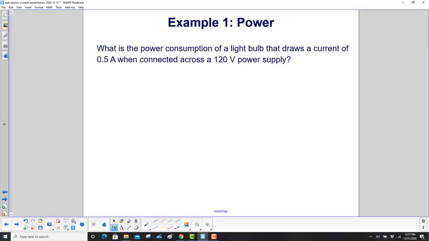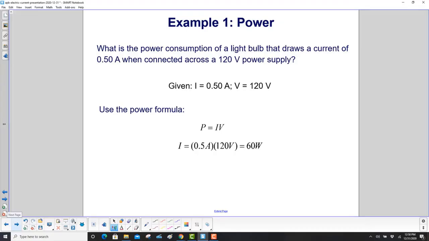What is the power consumption of a light bulb that draws a current of 0.5 amps when connected across a 120 volt power supply? We have current 0.50 amps and voltage 120 volts. So we just use the power equation, which is current times voltage, 0.5 amps, 120 volts, and we get 60 watts.